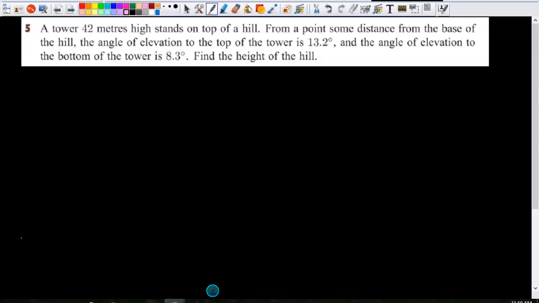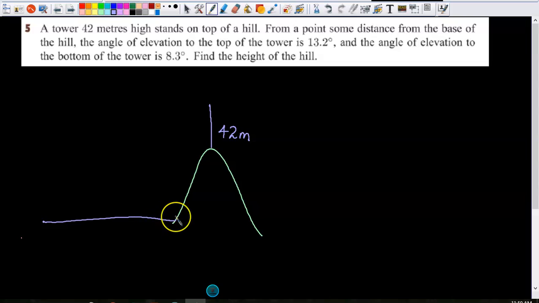So, a tower, 42 metres high, stands on top of a hill. So now you'll be wondering, why am I a maths teacher and not an art teacher? There's my hill. Pretty impressive. 42 metres. Here's my tower. From a point some distance from the base of the hill, the angle of elevation to the top of the tower is 13.2. Happy so far?